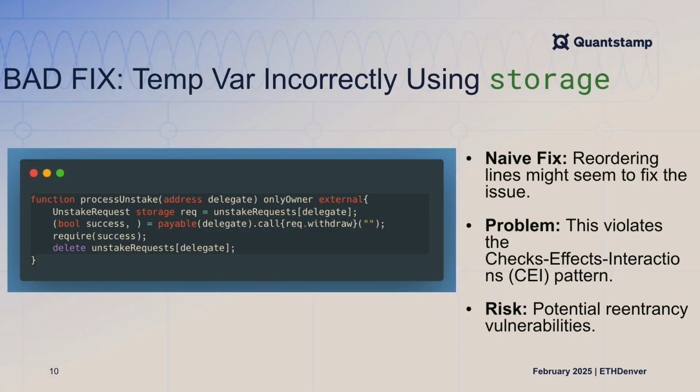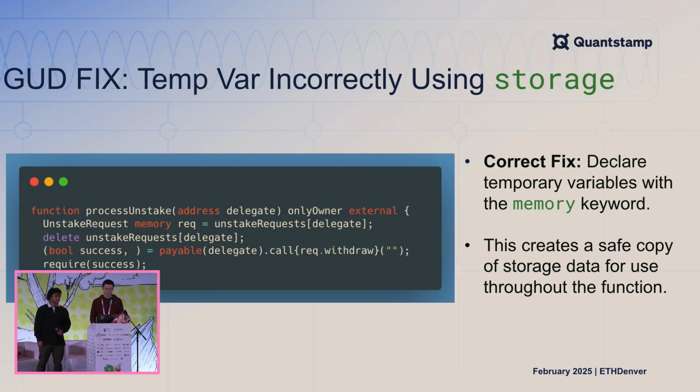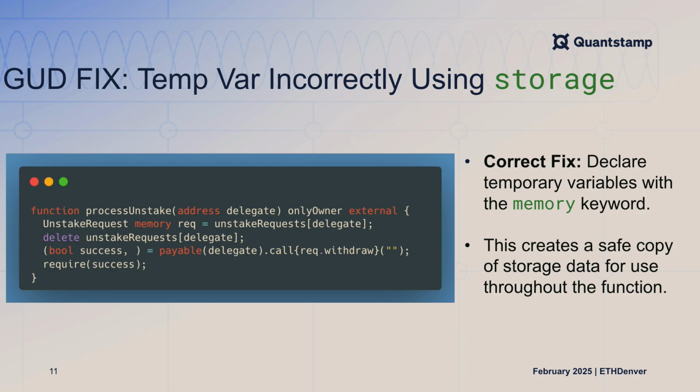So the obvious solution, which may be a bad fix, would be to just reorder the lines. If we delete the unstaked request after we withdraw, then it should be fine, right? Well, this actually introduces one of our easy-to-find, well-known bugs, which is a checks-effects-interaction violation, which introduces a reentrancy bug. So you would need something like a reentrancy guard to actually prevent this from causing lost funds. A good solution to this would be to just store the request in a memory variable.